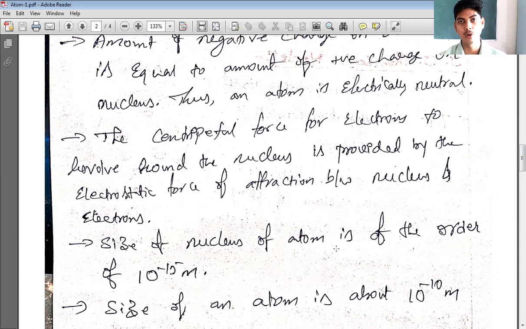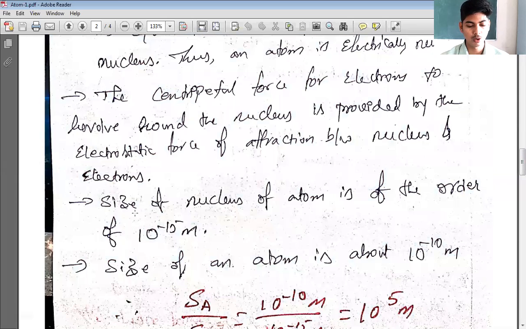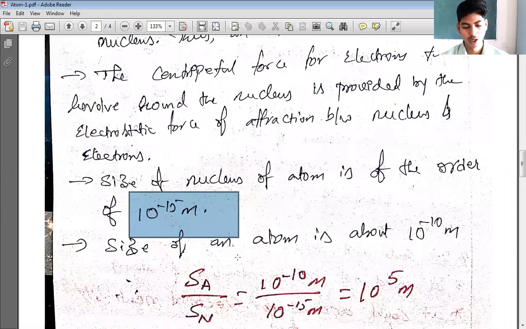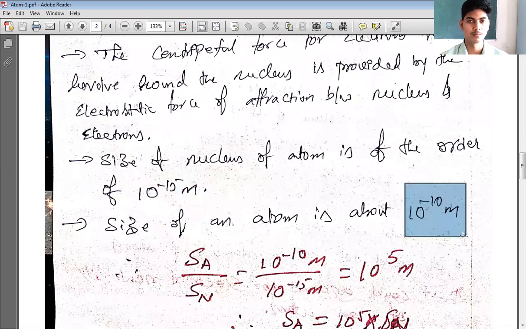Even Rutherford predicts the size of an atom and size of a nucleus from his alpha particle scattering experiment. We will look at the alpha particle scattering experiment and describe it in the next class. Using the alpha particle scattering experiment, Rutherford predicts the size of the nucleus and size of the atom. According to Rutherford, size of nucleus is of the order of 10 power minus 15 meter. Size of the nucleus is about 10 to the power of minus 15 meters, and size of an atom is about 10 power minus 10 meter.